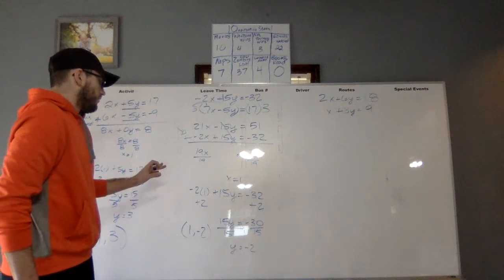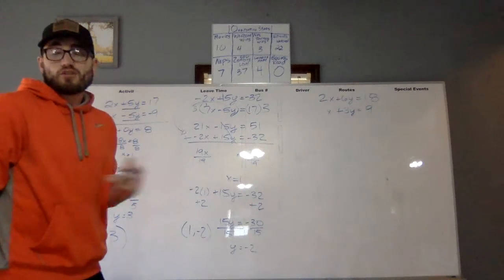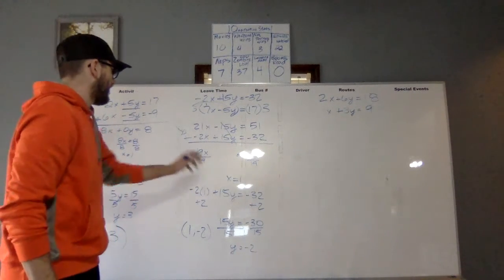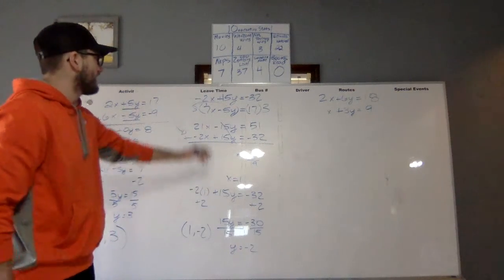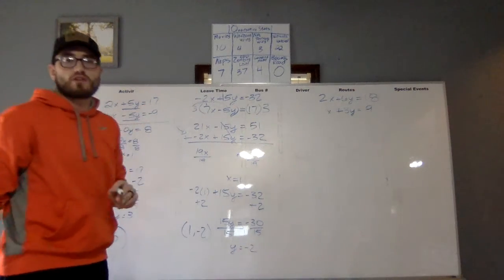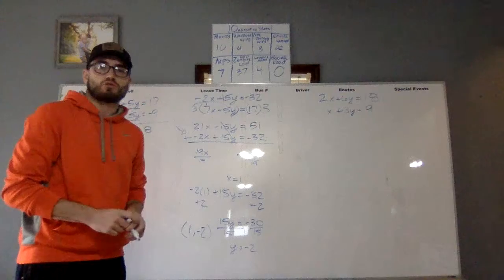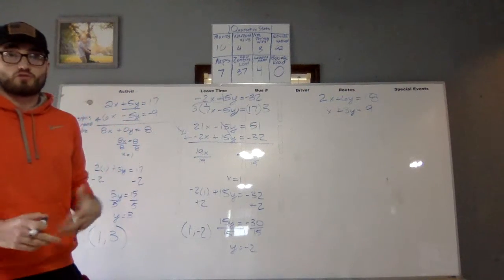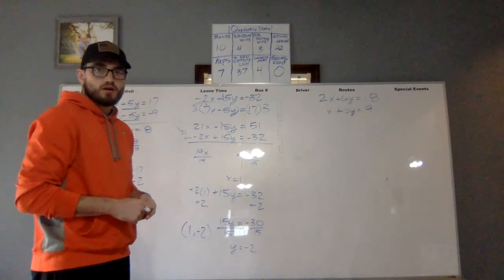So, one thing to remember, I don't make you do this, but you can always plug it back in and check. We should be able to plug in 1 and negative 2 back into either one of those equations, and what you should get is two numbers that are equal to each other. That shows that the solution works in both equations.